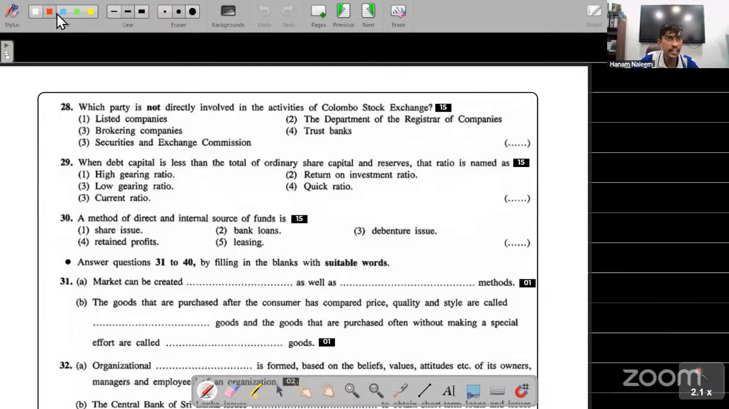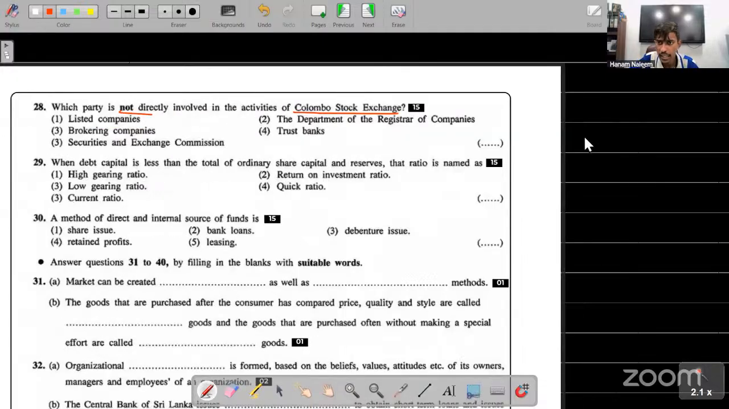Which party is not directly involved in the activities of the Colombo Stock Exchange? So in the share market, which party is not involved? We can give a small acronym for that: CBSL FITE. Almost there are 8 parties involved. C stands for CDS, Central Depository System. B stands for brokering institutions. The other stands for Securities and Exchange Commission.